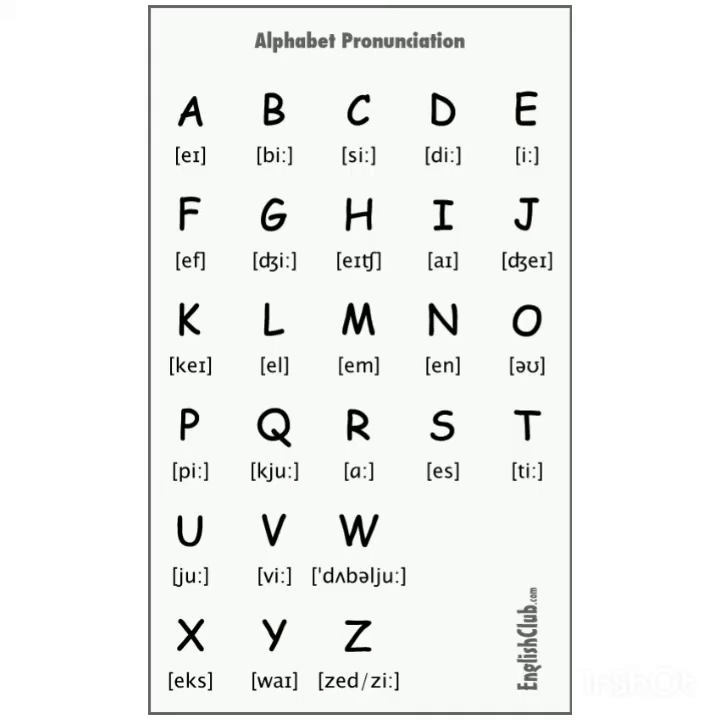Okay, before I finish, let's repeat all of the English alphabet one more time. A, B, C, D, E, F, G, H, I, J, K, L, M, N, O, P, Q, R, S, T, U, V, W, X, Y, Z, or Z.